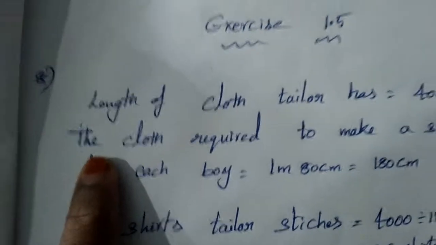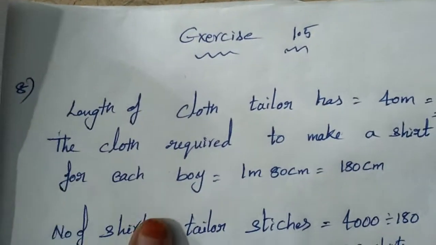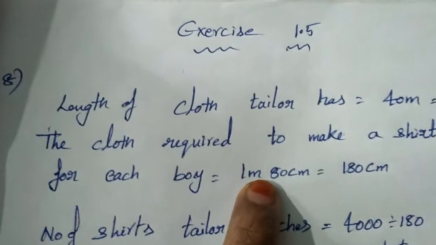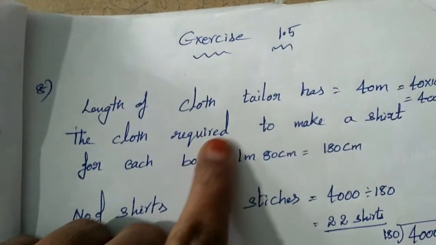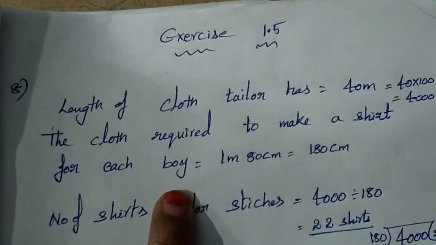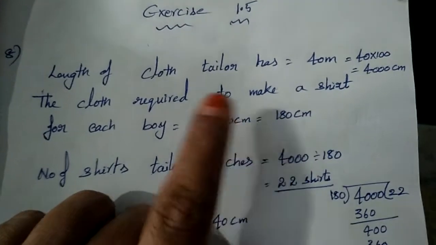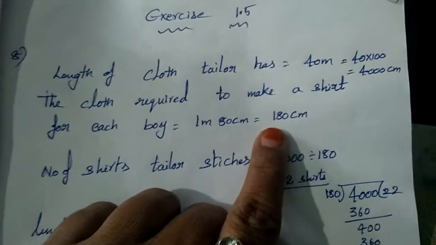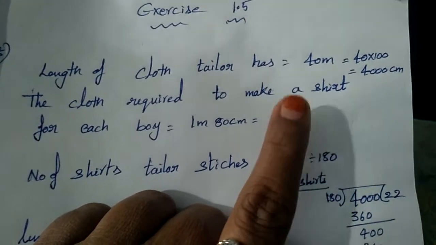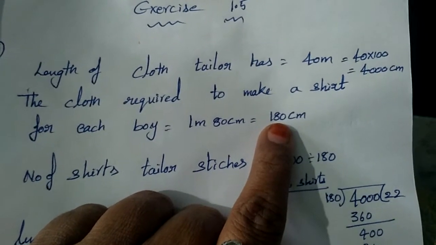Next. To prepare the shirt, how much cloth does he require? 1 meter 80 centimeters. This we have to write in the form of a step. The cloth required to make a shirt for each boy. For each boy, how much cloth is required? 1 meter 80 centimeters. 1 meter 80 centimeters means 180 centimeters. To prepare a shirt, we need 180 centimeters of cloth.